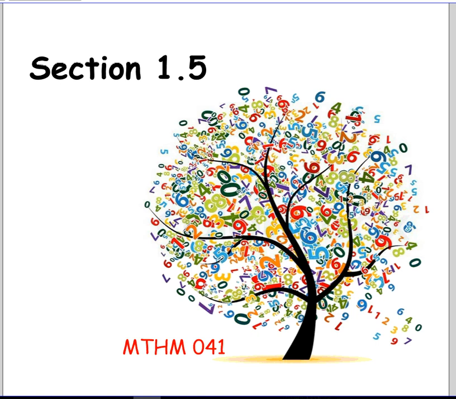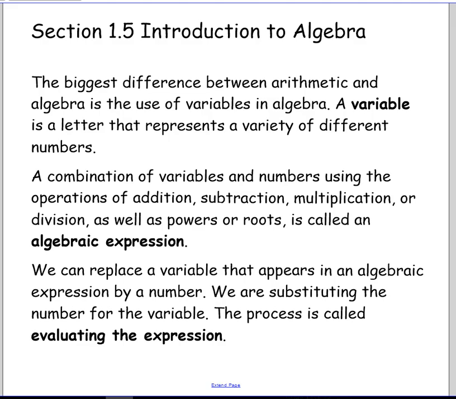Hey, welcome back. In this video, we are looking at section 1.5, which is an introduction to algebra. The biggest difference between arithmetic and algebra is the use of variables in algebra. A variable is a letter that represents a variety of different numbers. A combination of variables and numbers using the operations of addition, subtraction, multiplication, or division, as well as powers or roots, is called an algebraic expression.